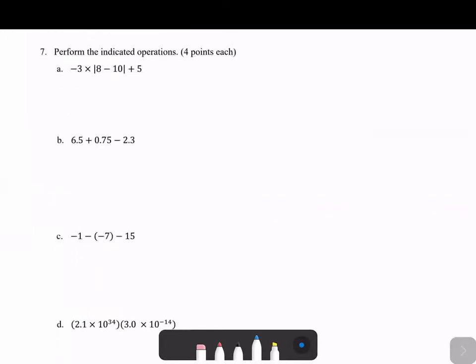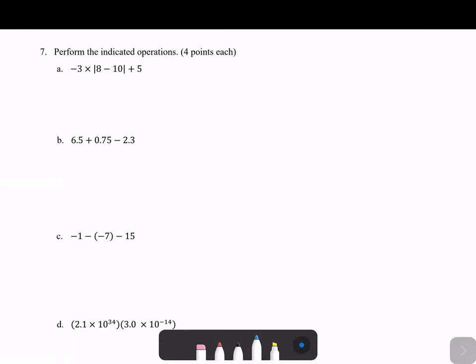Okay, so again, we have a long problem where we just do a bunch of operations. So we had this on the last exam where we dealt with fractions. So these are all going to be, for this exam, 4 points each. The last exam, they're all 3 points each.